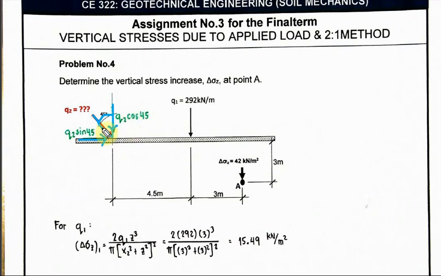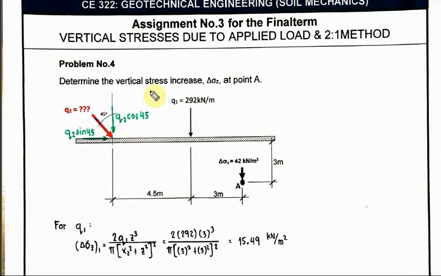Okay, but if there is an angle here, for example 45 degrees, this one is Q2 cosine 45. Okay, cosine 45, then Q2 sine 45 for this one. Why is it sine here? It's because your angle is inclined along the vertical.